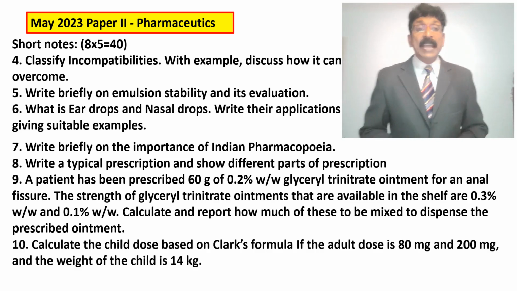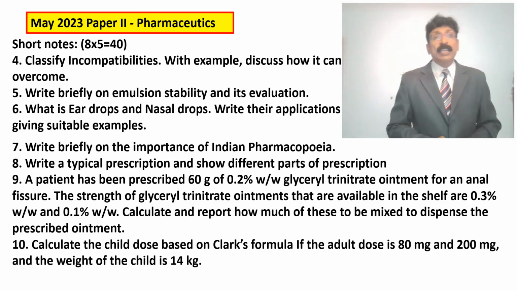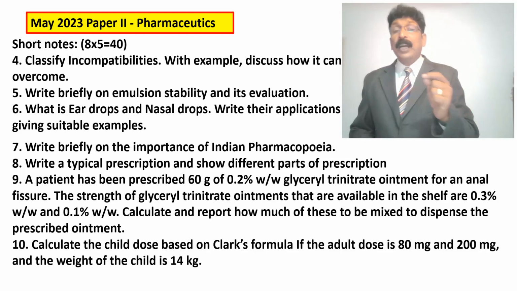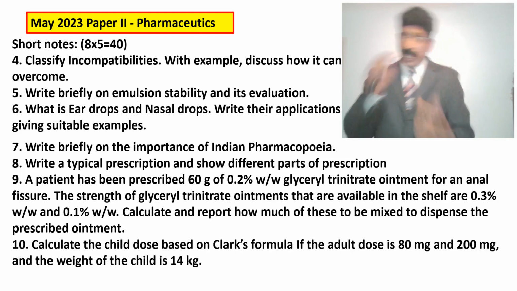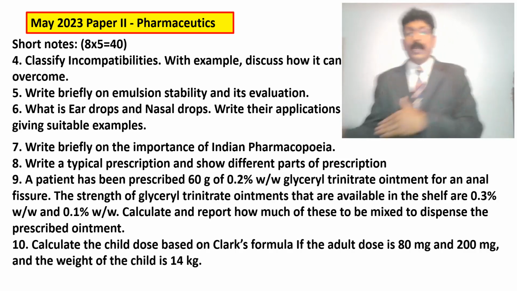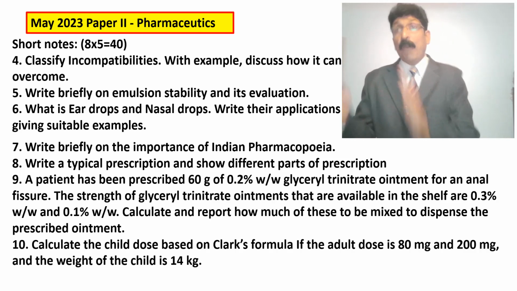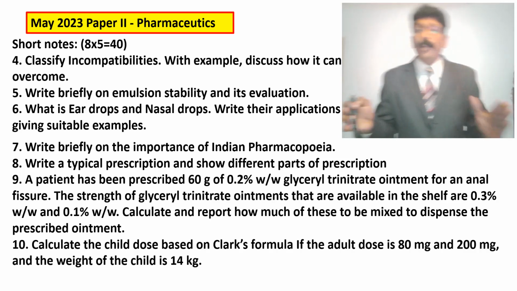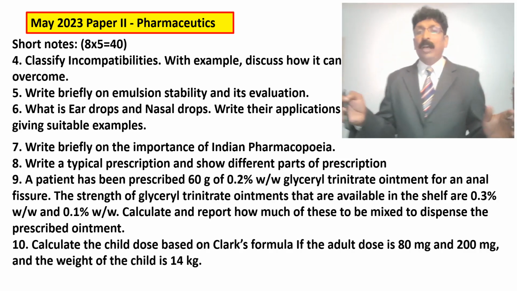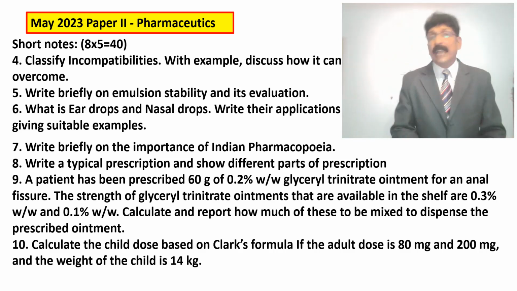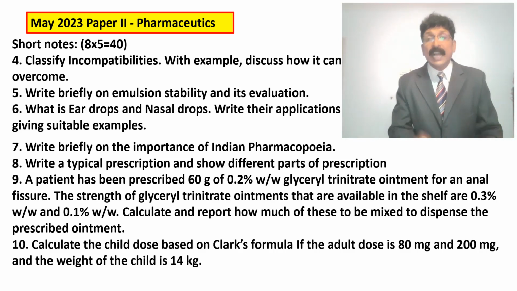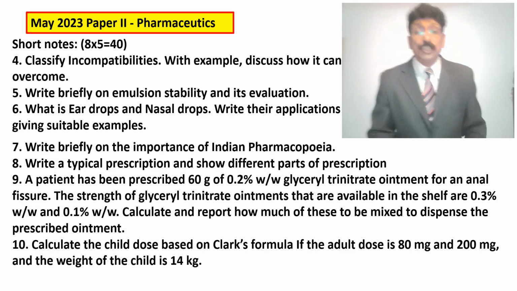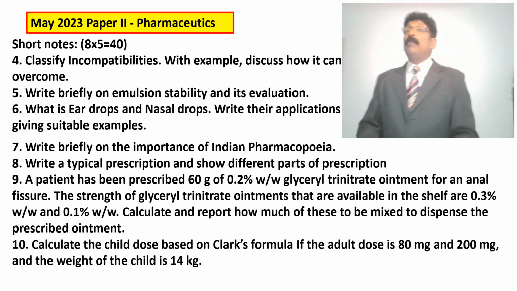Number 10, calculate the child dosage based on Clark's formula. If the adult dosage is 80 milligram and 200 milligram, and if the body weight of the child is given as 40 kilogram, using the body weight and Clark's formula, you should find out the child dose. What will be the dose for this child given with 14 kg for the 80 milligram dose, how much will you give, and for the 200 milligram dose, how much will you give.